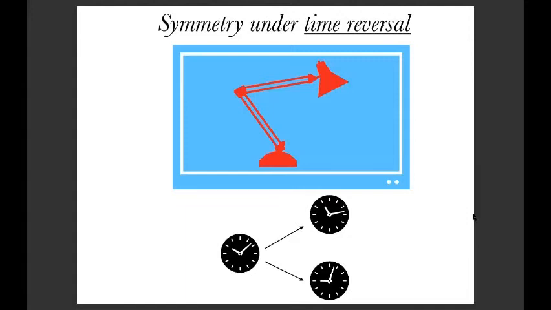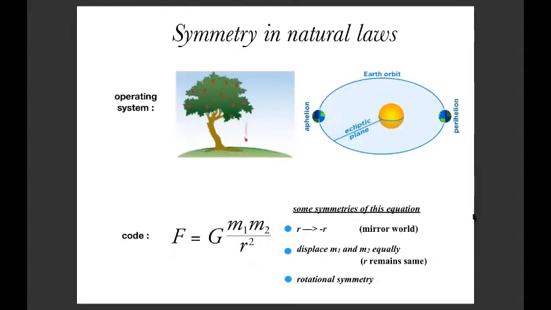Okay. Now, it's important to distinguish between physical phenomena, such as those we saw, and the natural laws or the physical laws underlying these phenomena. A useful analogy is to think of the physical world around you and phenomena in it, such as an apple falling from a tree or planets going around the sun. Think of these as the operating system, and think of the underlying mathematical laws, such as Newton's law of gravitation in this case, as the computer code for this operating system.